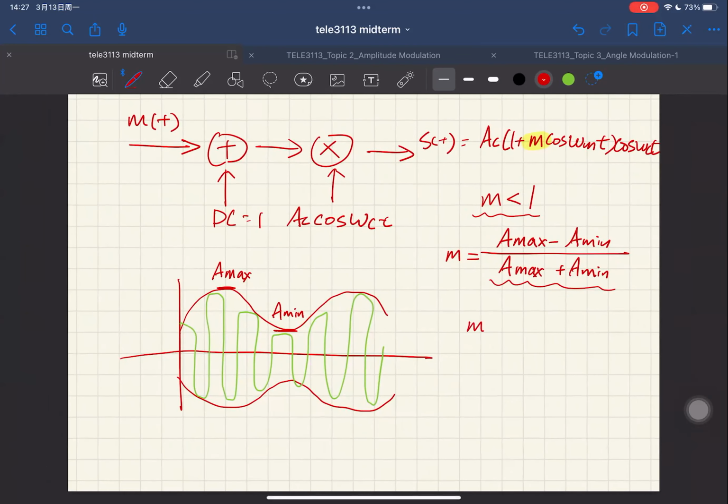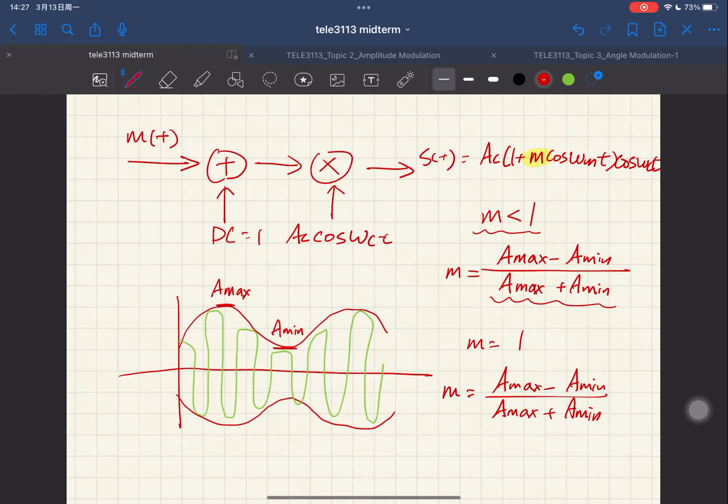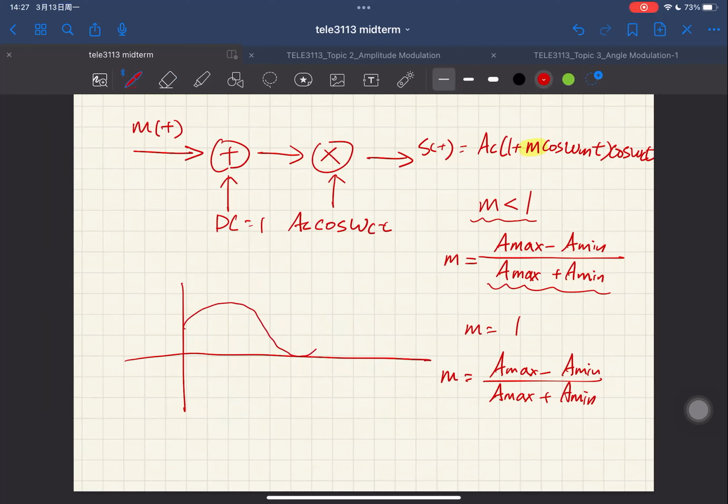If we look at the case where m equals one, m is equal to A_max minus A_min over A_max plus A_min. In this case the waveform looks a little bit different, because you're going to see the envelope touch the edges of your x-axis.